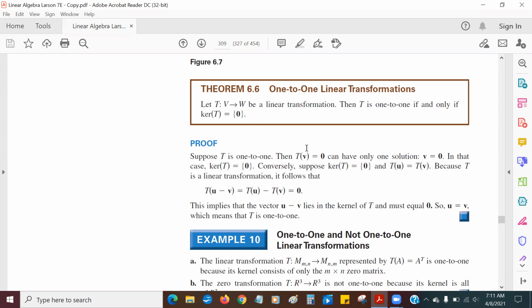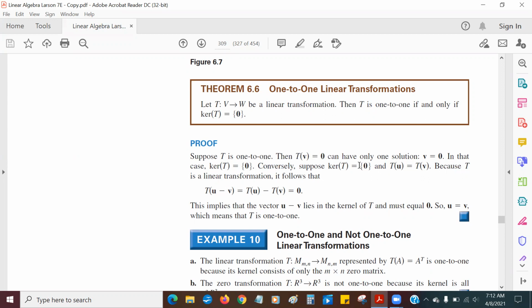So that's very simple. That we take care of in the first line, right? If T of V equals zero, because T is one-to-one, T of V equals zero can only have one solution. And that would have to be V equals zero, and that's it, done. That's very straightforward. That practically follows the definition of one-to-one function. The other direction, to show that if the kernel of T equals zero, then it's one-to-one, that's also pretty easy, as you're going to see, but it's going to take a little bit more. That's what we call a converse.